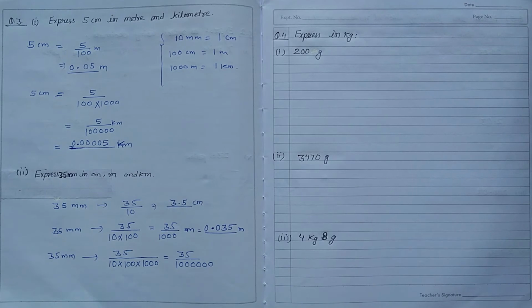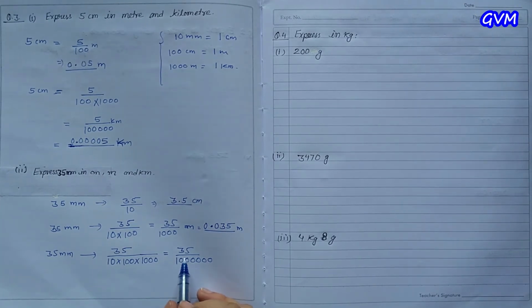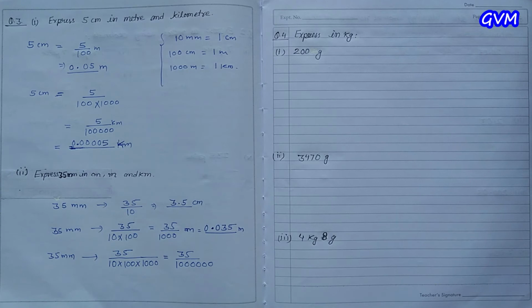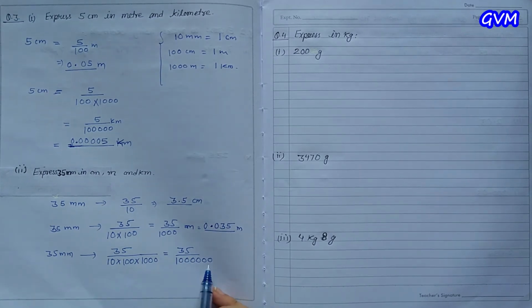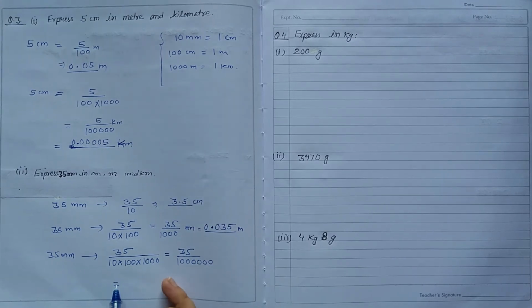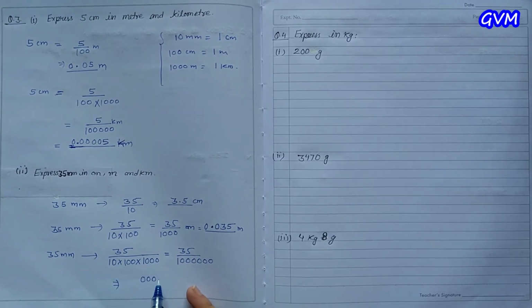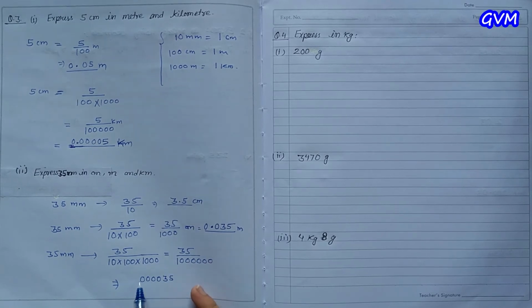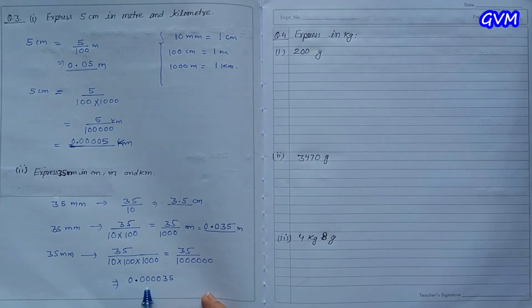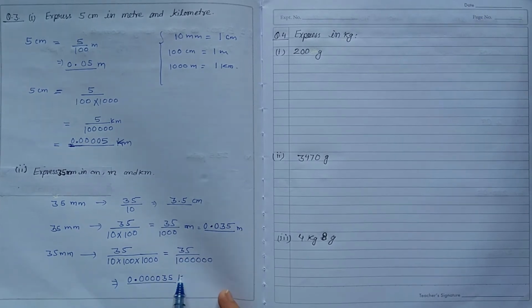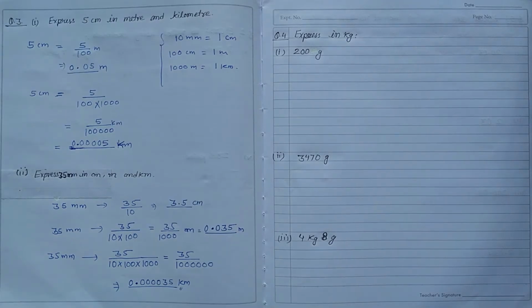Now 35 upon 10 lakh. So for changing this fraction into decimal, we need to put point before 6 digits. Okay, so 2 digits we have already in numerator. To make it 6, we need to put 4 more 0 ahead of 35. So this will give us 0 0 0 0 3 5. Now they have become 6 digits. Put point and 0.00035 kilometer. So this is how we convert from smaller to bigger units.